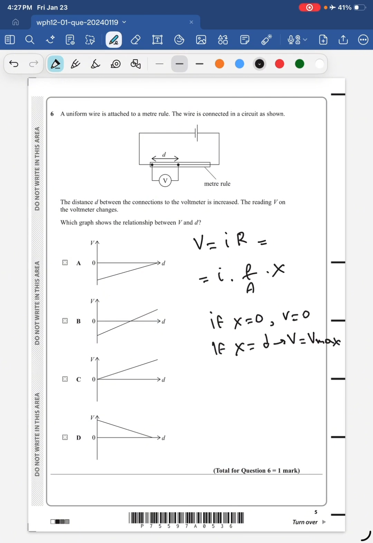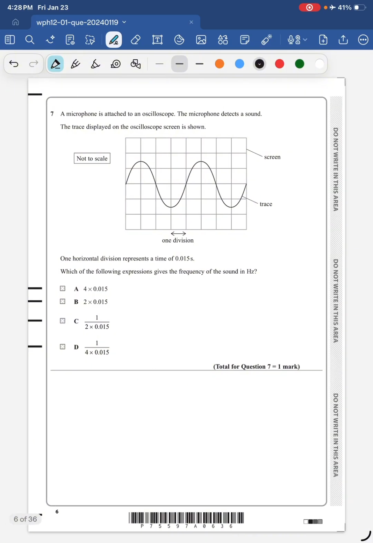Let's go look at these graphs. So this cannot be it, right? Because the voltage decreases as we increase D, but we want it to increase. This one does not start from 0, this one does not start from 0, so the only correct answer is C. I hope this makes sense, okay? So you see that in this kind of problem, sometimes you have to get creative.